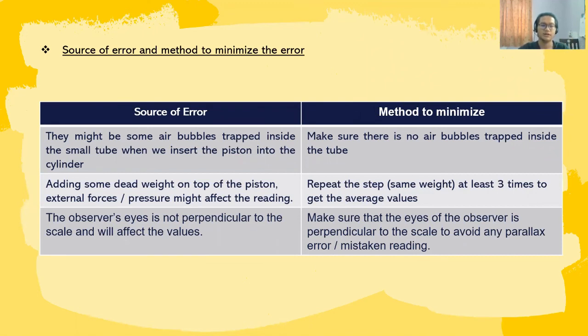The next one is adding some dead weight on top of the piston; external force or pressure might affect the reading. To minimize it, we have to repeat the same step at least 3 times and calculate the average of the value to get a more accurate answer. The last one is the eyes of the observer not being perpendicular to the scale, which is the meniscus, and this will affect the value. To minimize it, make sure that the eyes of the observer are perpendicular to the scale of the meniscus to avoid any parallax error or mistaken reading.